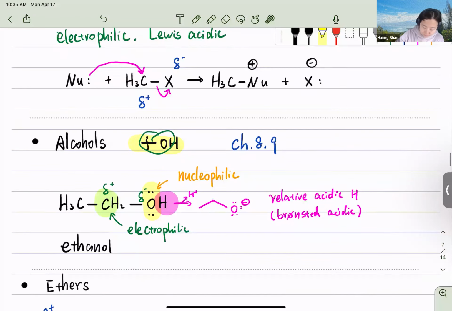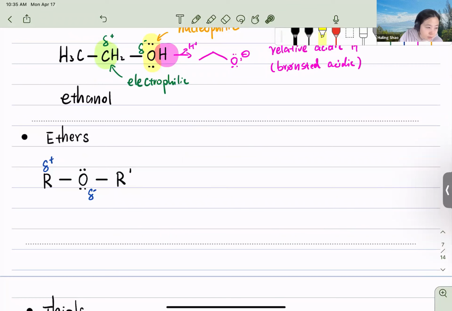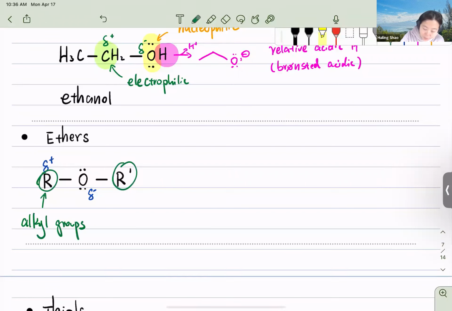All right, moving on. Next functional group, ethers. Ethers have the general formula of an R group attached to an oxygen, and then the oxygen attached to another R group. Again, the R groups here are my alkyl groups. Note that we have R and then R prime. R prime just tells you it is a different alkyl group.